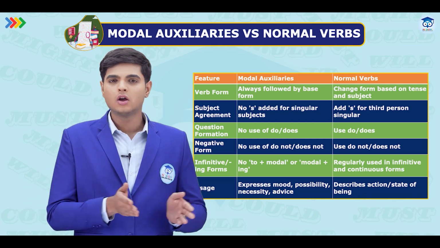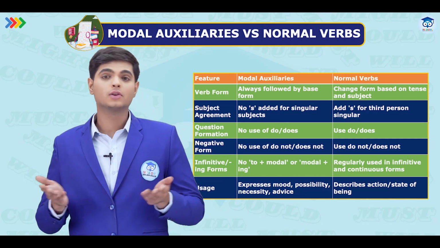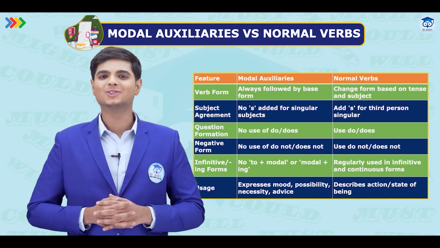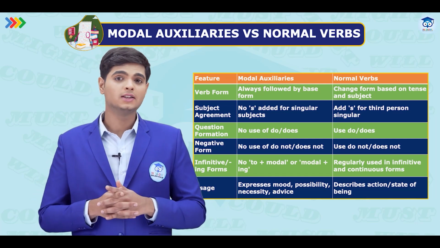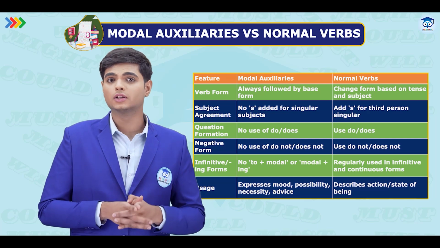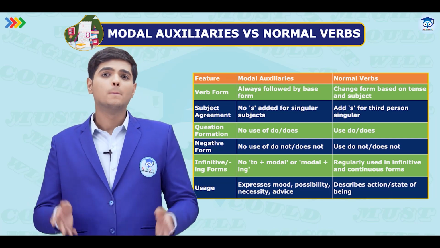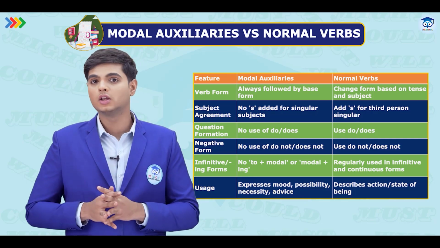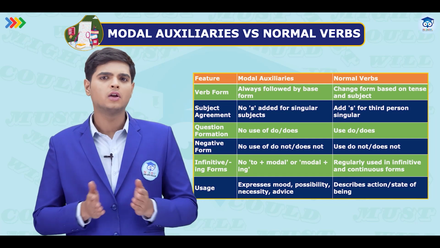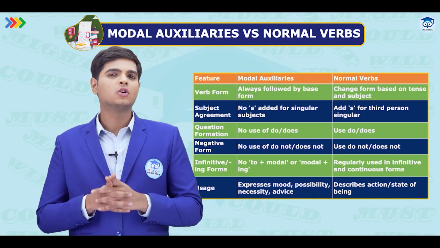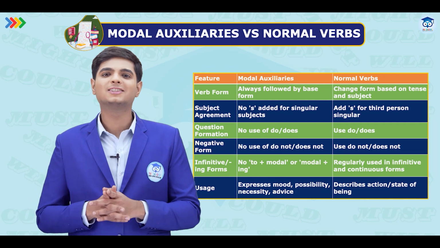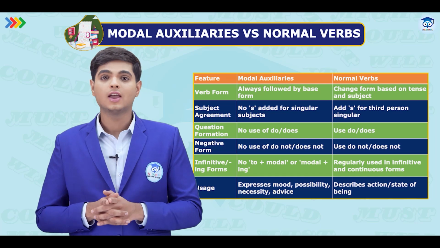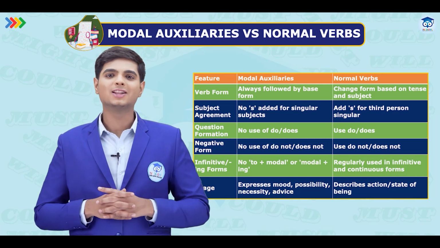Lastly, we come to their purpose. Modals express mood, possibility, necessity, or advice. They express attitude or shades of meaning beyond the basic verb action. They shape the tone of the sentence, how the speaker feels about it, and the action itself. Meanwhile, normal verbs describe the actual action or state of being, such as run, sleep, feel, or exist. So, when you look at both side by side, it's clear. Modals and normal verbs serve different roles in a sentence, and learning this difference helps you write and speak more accurately.